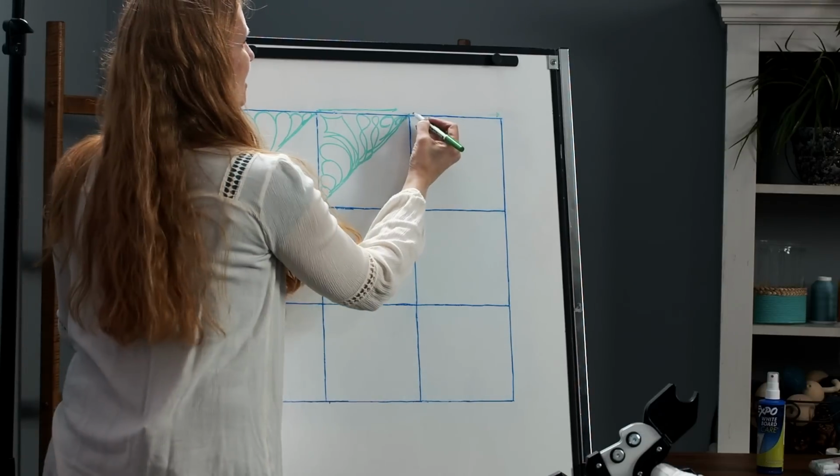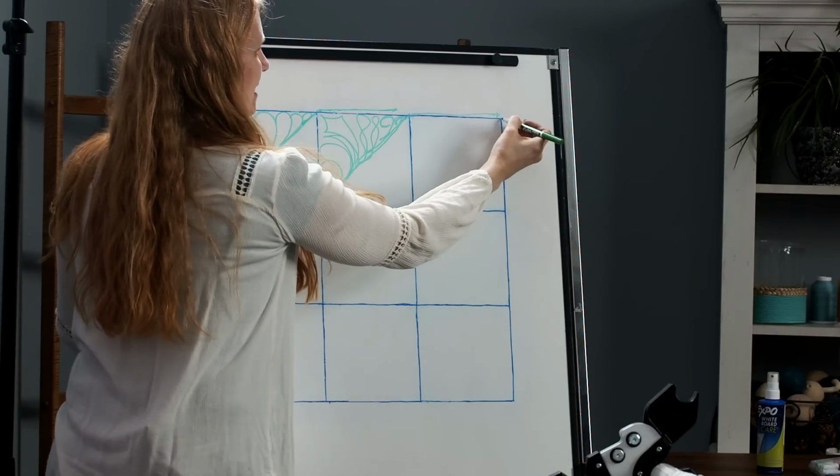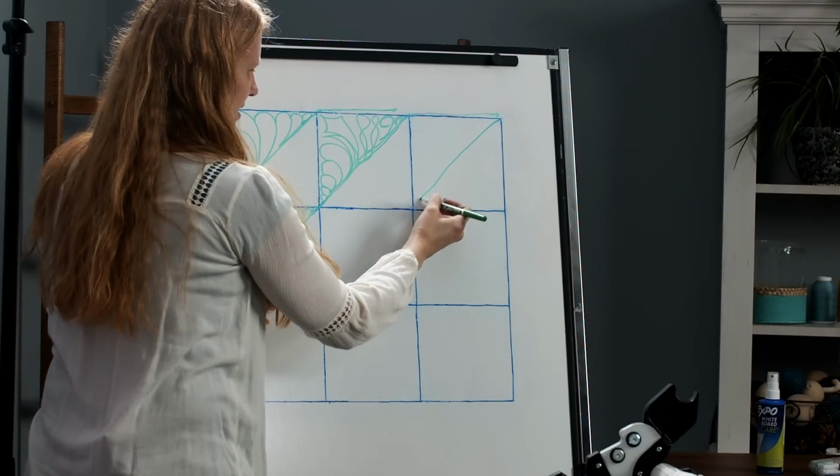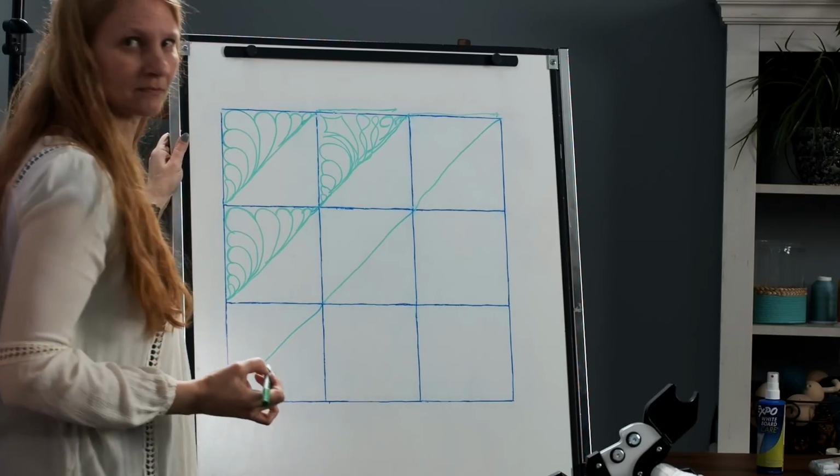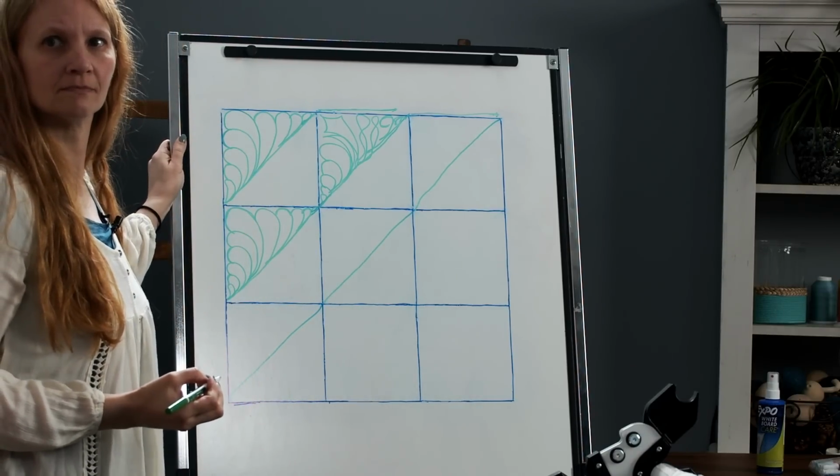Okay, I'm going to travel in the ditch across. This time coming down, I'm going to hit three triangles. I love this. I love how you're showing that you don't have to necessarily do them in rows.